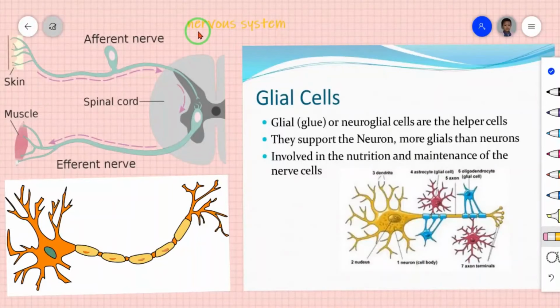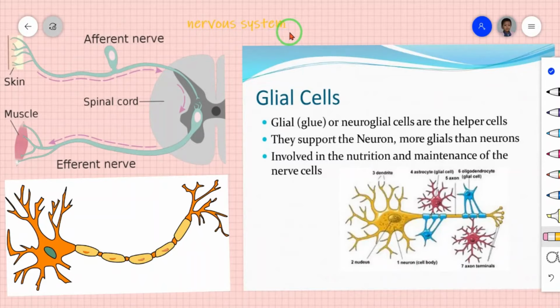Good morning. Last class we discussed circulation in animals. Many topics we have discussed. Today we are going to discuss the nervous system. So listen carefully and learn.